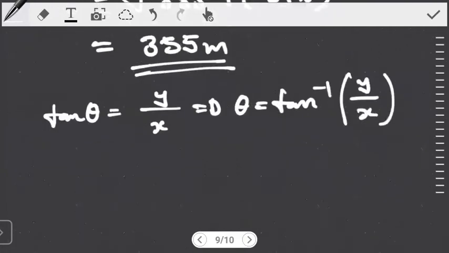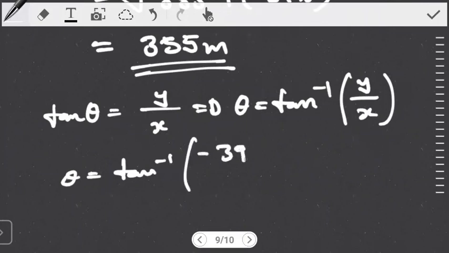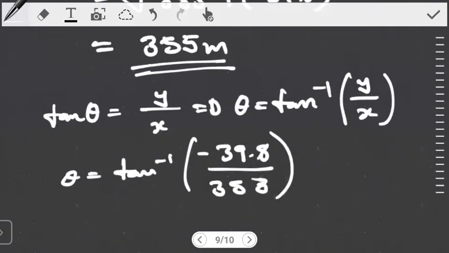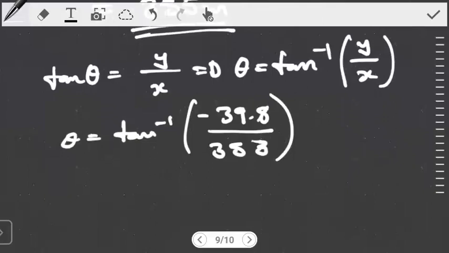Okay, but what was our y? What was our x? Our y was negative, that was 39.8. Our x was 353. So if we evaluate this, we see that our angle comes out as negative 6.43 degrees. So we get our angle with a negative there, of course, at 6.43.